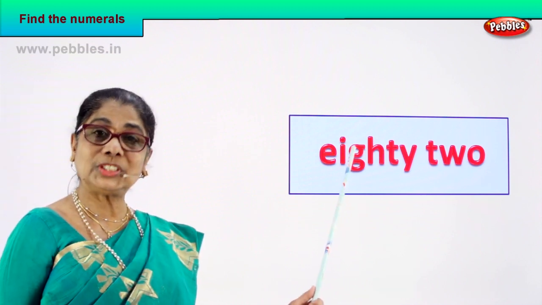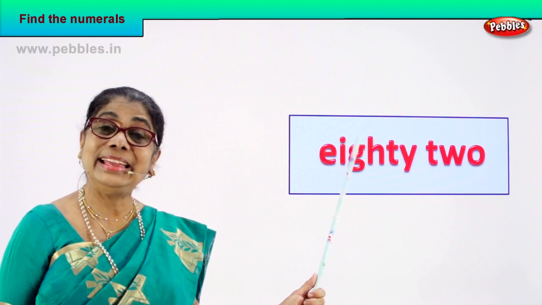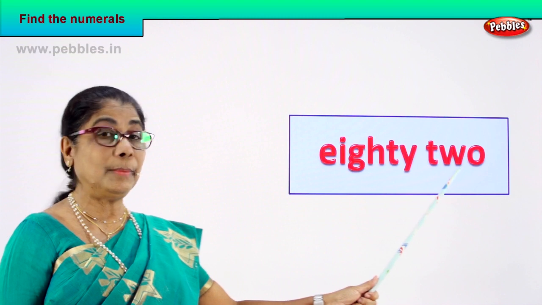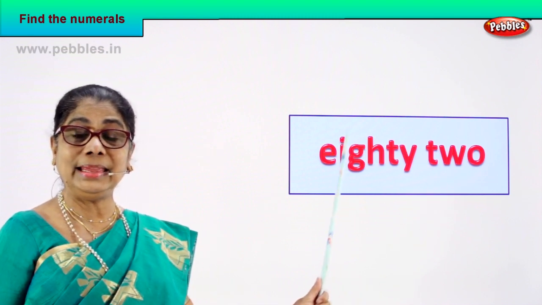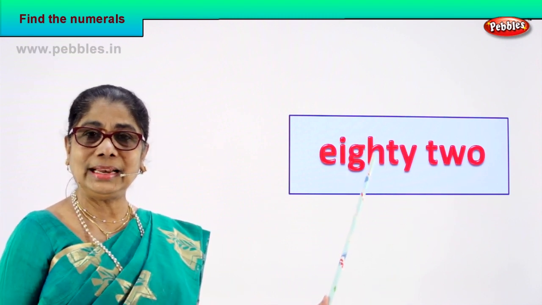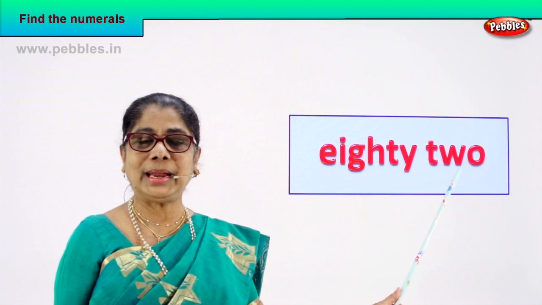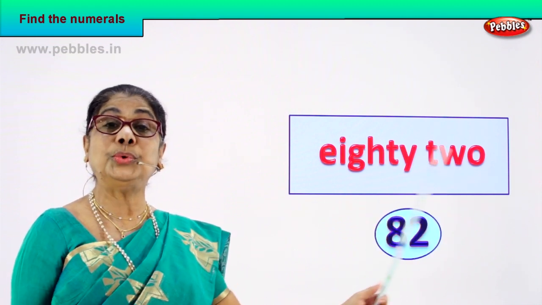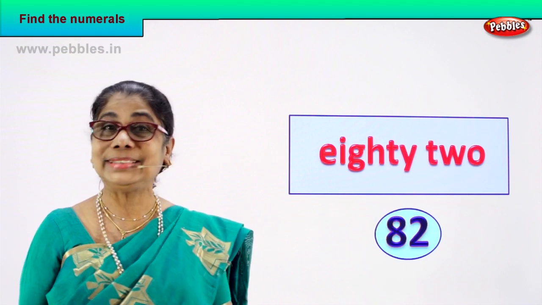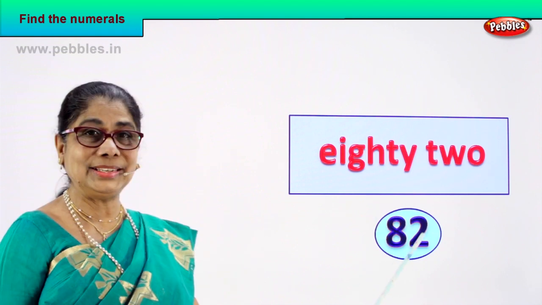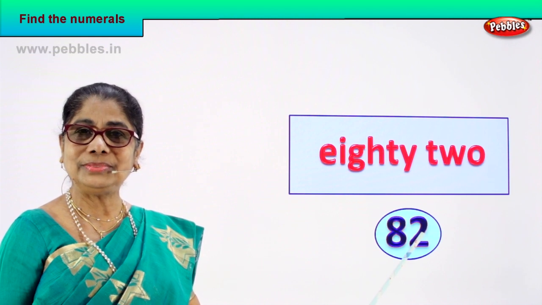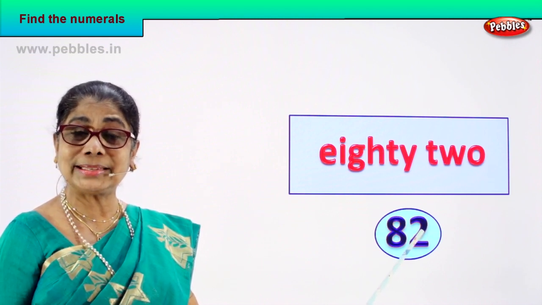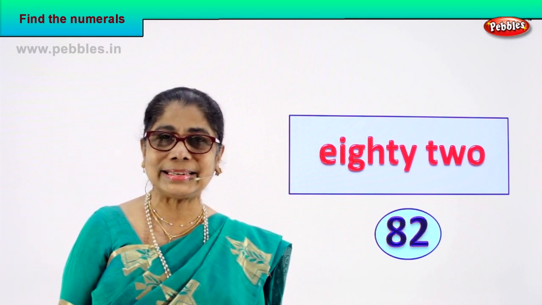Now, spell. Eighty 80, two 2, 82. How do we write the numeral 82? 8 and 2, 82. Good. Very good. I'm sure you are enjoying the exercise. Shall we take our next number name?